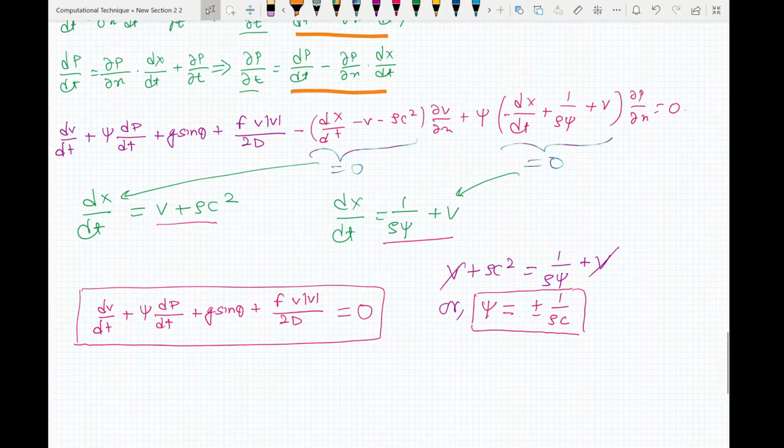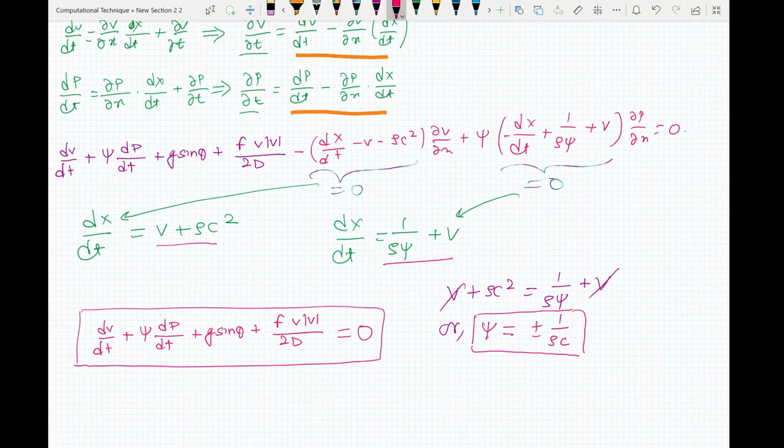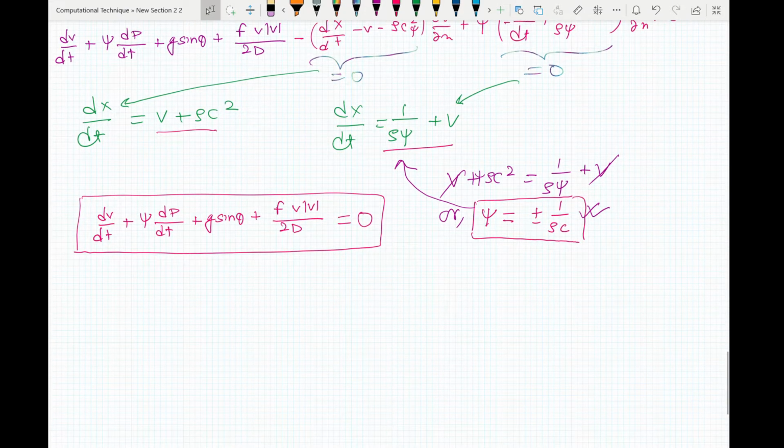I think I missed a phi here. I think here should be phi. So here it will be phi, and you will get your phi like this. So when your phi is equal to 1 by rho c, this condition satisfies. You can back substitute your phi here and then get the characteristic equation.